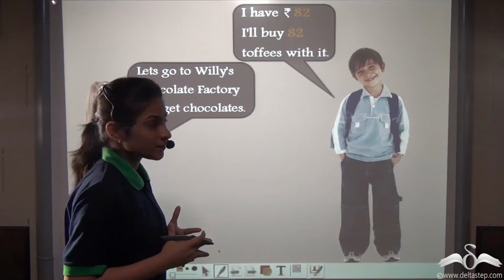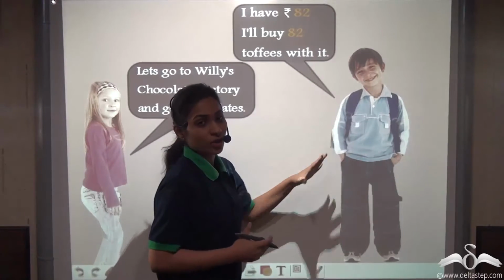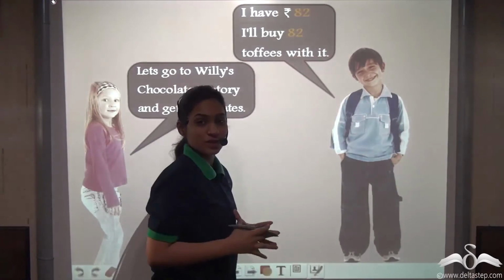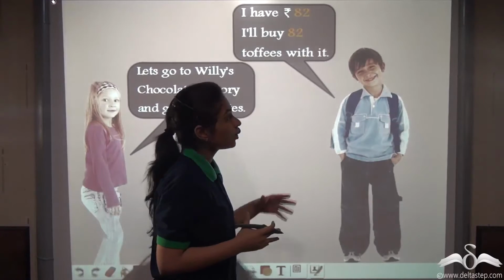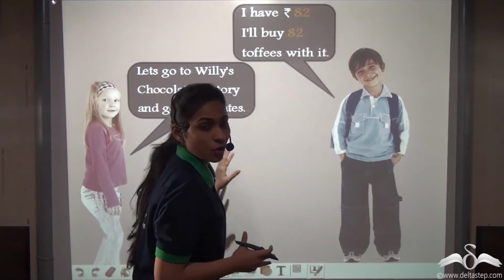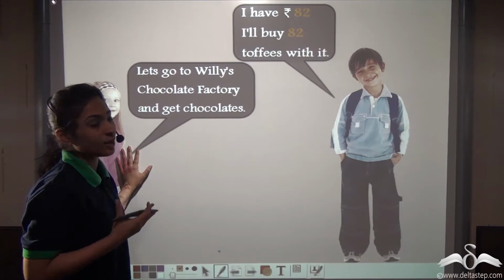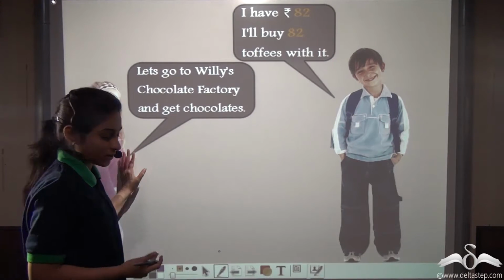There were two friends. Now one of them had rupees 82 with him, and so he thought he can buy 82 toffees, that is, toffee worth rupees 1. So he could buy 82 toffees with those rupees 82. So his friend suggested that they should go to a chocolate factory and see whether they get these toffees or not.